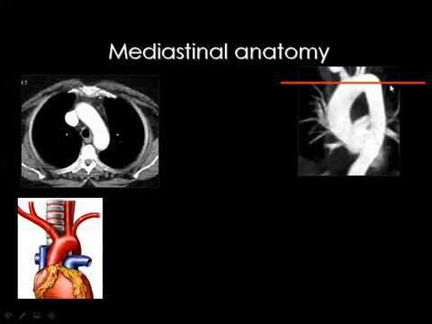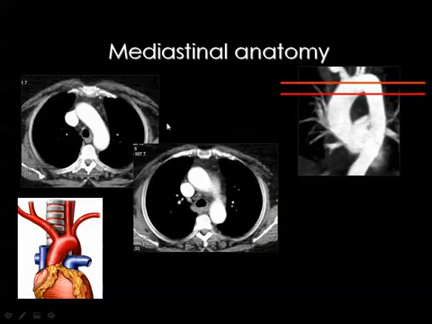And here is a section in the arch of the aorta, and you can see the arch of the aorta and the superior vena cava. Lower down, the arch of the aorta will divide into ascending and descending. Then this is the ascending aorta, and this is the descending aorta, and this is the superior vena cava.